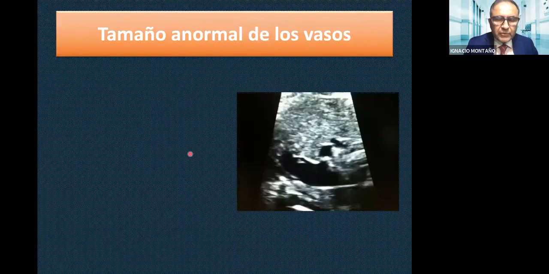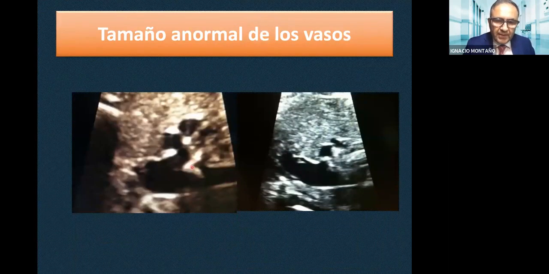When we evaluate the outflow tracts here, we will also see that there is an abnormal size of the vessels. Notice that the pulmonary artery is quite dilated. The aorta has a smaller diameter, almost the same diameter as the vena cava, and the aortic arch is interrupted.